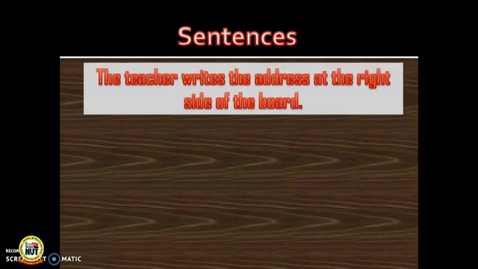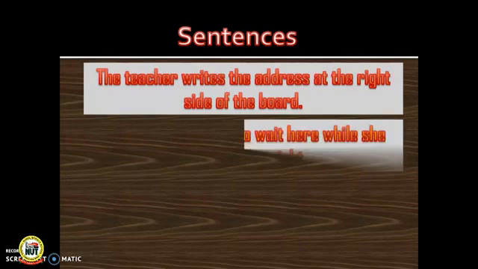Let's see some sentences. The teacher writes the address at the right side of the board. Did you see the right and the right there? Yeah. The teacher writes the address at the right side of the board. Like when you are writing a letter, your address is always at the right hand side.